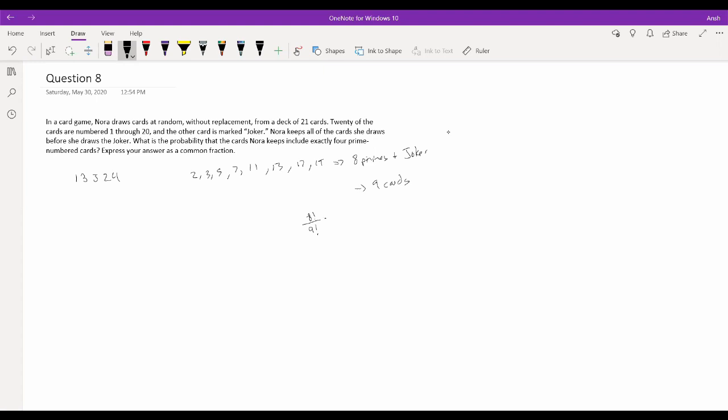So this simplifies, we can cancel out all the 8 factorial with the bottom. So this just becomes 1 over 9, which would be our final answer.